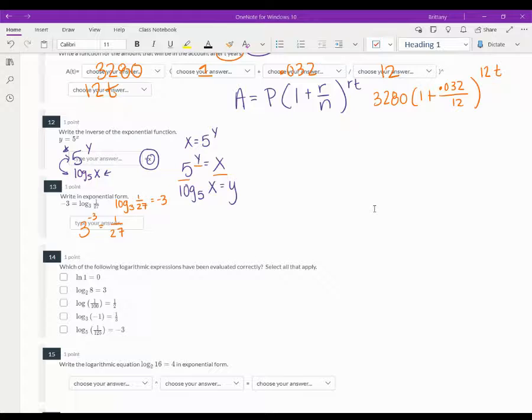Which of the following have been evaluated correctly? Select all that apply.